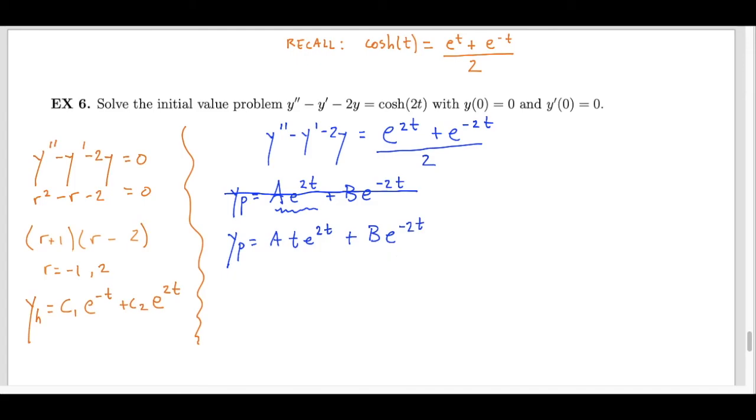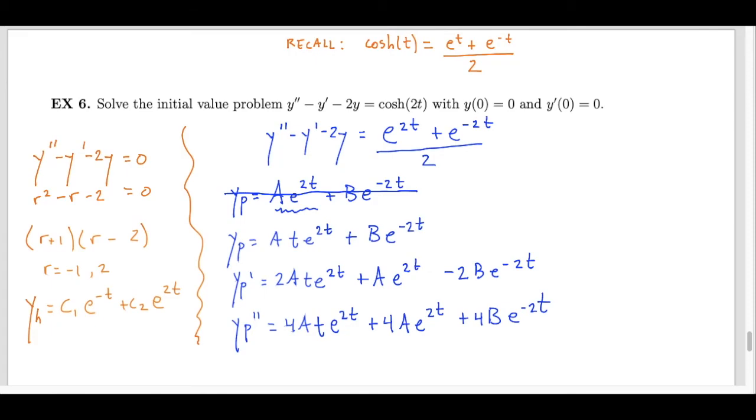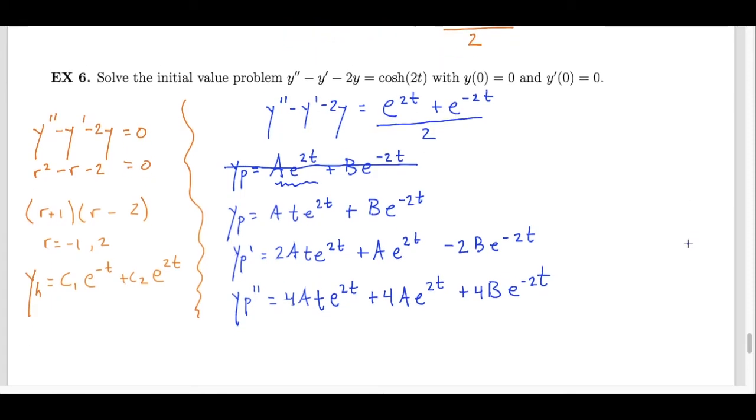And now I move forward with the usual steps. I'll find the appropriate derivatives and plug them in to my original ODE. Here are my derivatives. Now let me scroll down and plug those into my differential equation.